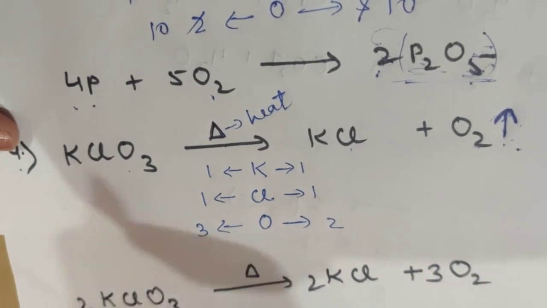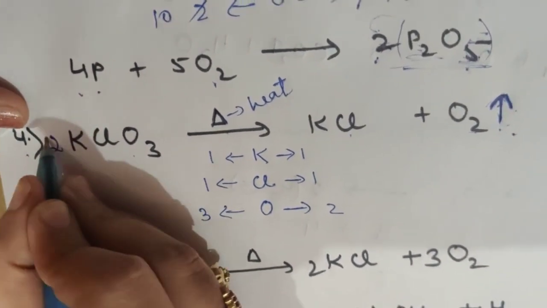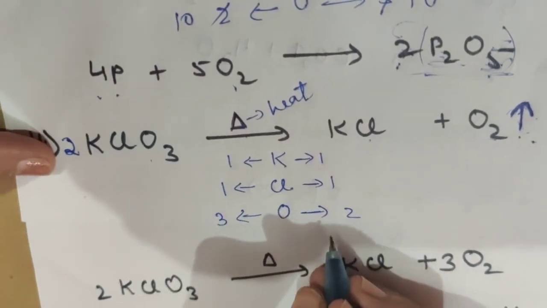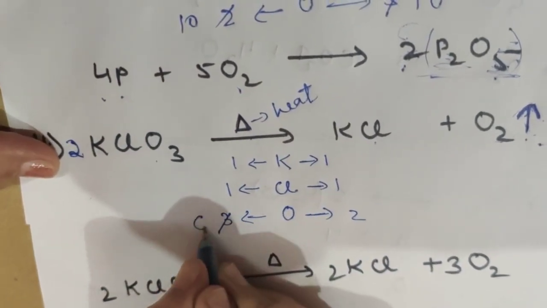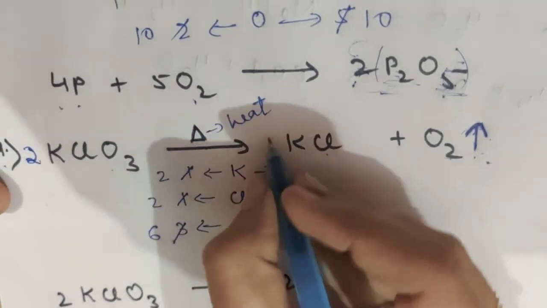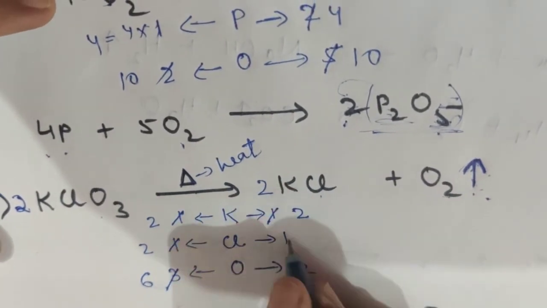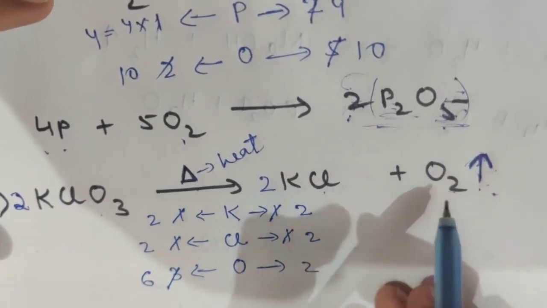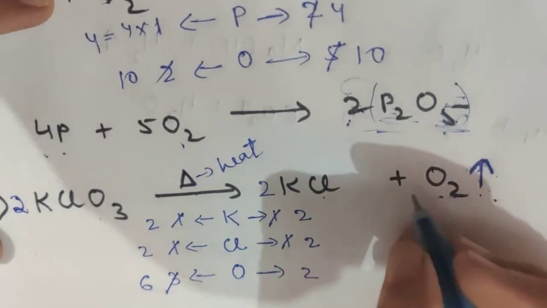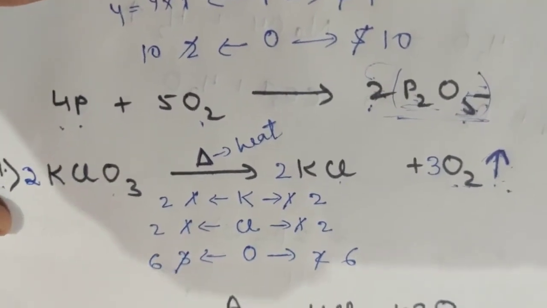So to balance oxygen, let us make it even first. Now this side oxygen is 6, K is also 2 and Cl is also 2. So by substituting 2 here, on the product side also K will be 2 and Cl will be 2, but oxygen here is 2 only, so to make it 6 substitute a 3. Now this becomes 6. So this is a complete balanced equation.